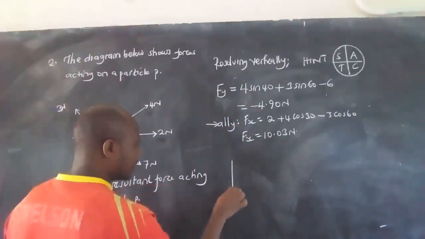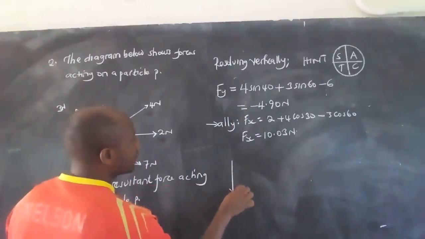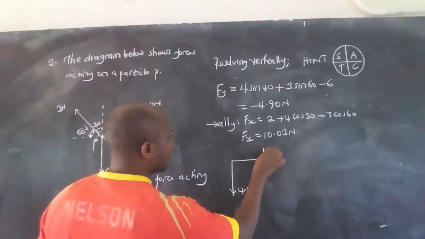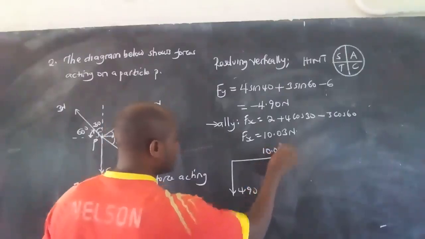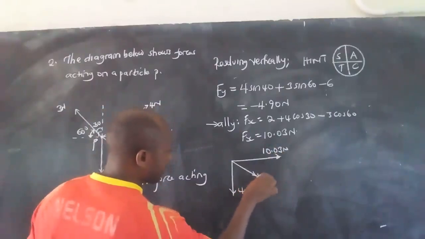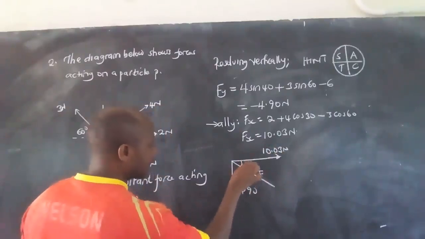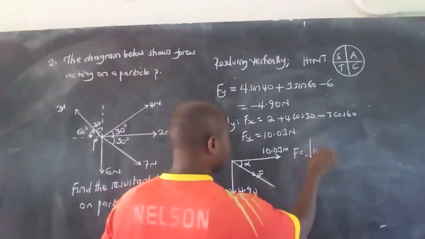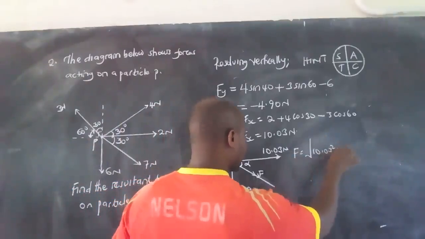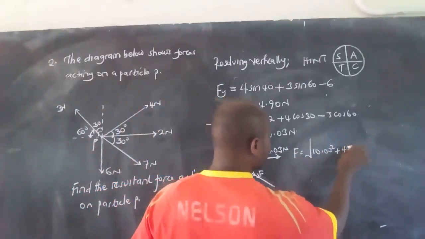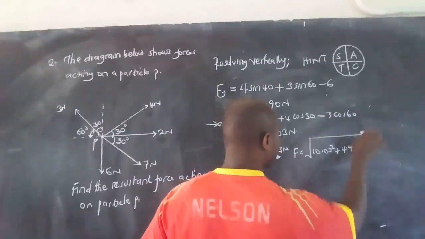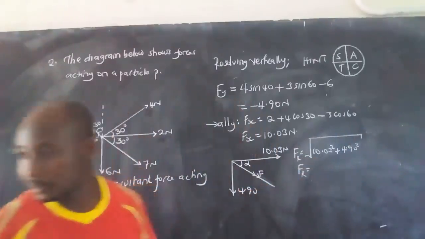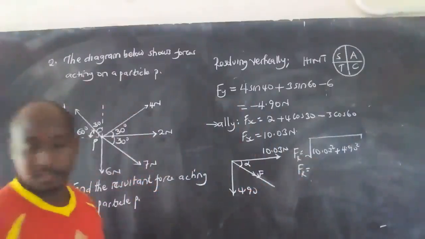Now we draw the diagram. This is negative, so it's going downward, and this is 4.90. That's positive, in that direction, this is 10.03. Then the resultant is here, that is F, and for the direction let us get alpha. So our resultant force will be equal to the square root of 10.03 squared plus 4.90 squared. So our resultant force FR will now become 11.16.